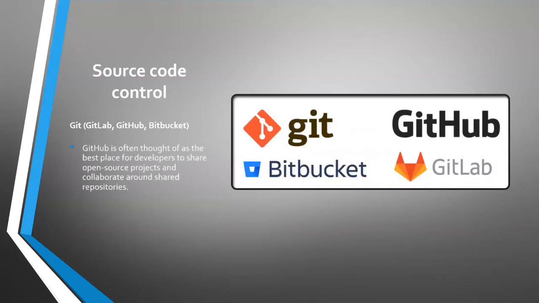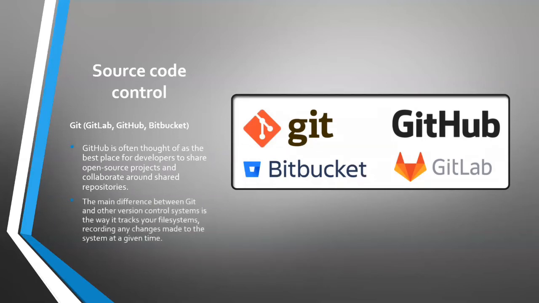as a DevOps tool. GitHub is often thought of as the best place for developers to share open source projects and collaborate around shared repositories. While GitLab and Bitbucket are purpose-built for the enterprise, helping engineers across disciplines to deploy, test, release, and ship code faster and more reliably.